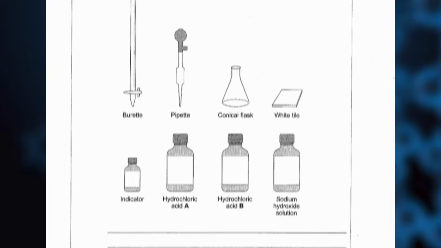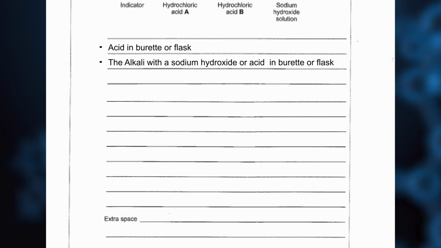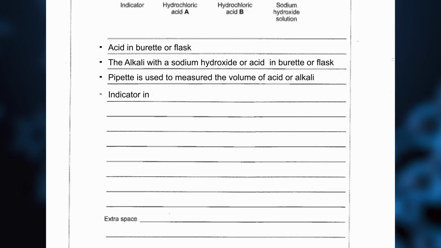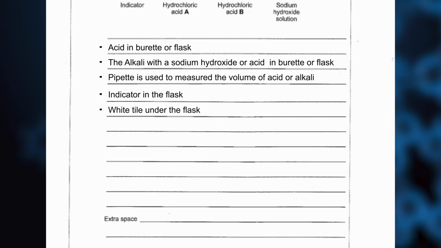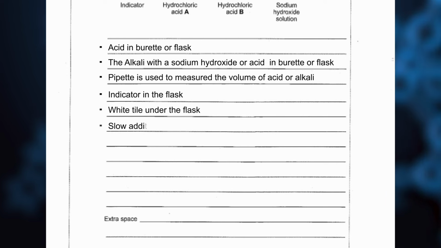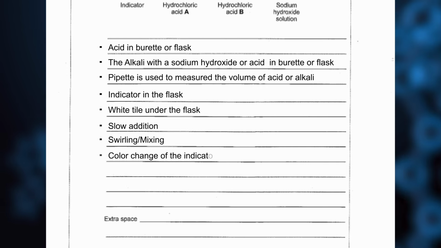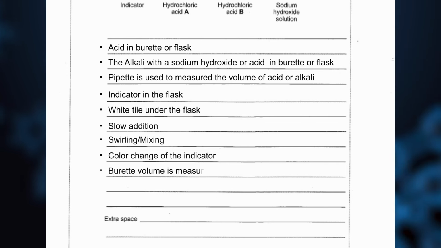So these are the points that the mark scheme explains. The first one being acid in the burette or flask. Secondly, the alkali or the sodium hydroxide or acid in the burette or flask. Also that the pipette is used to measure the volume of acid or alkali. Indicator in the flask. White tile under the flask. And because they're talking about how you can use these to make the titration, you also want to add a few more details such as slow addition when you're adding more, swirling or mixing. Also that the color change of the indicator is important to be able to get the result of the titration, and also that the burette volume is measured.